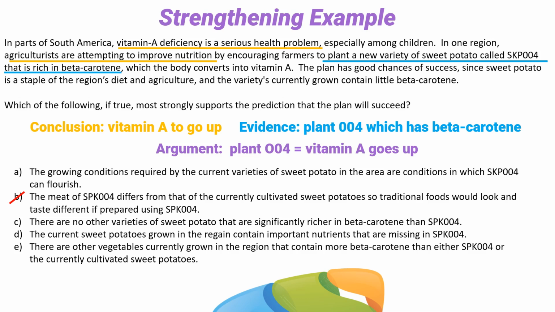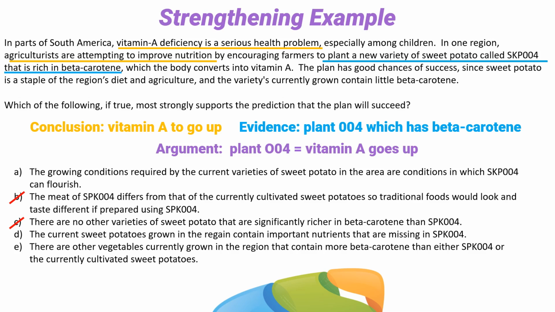Now, C is sneaky and a pretty common trap. Our argument is concerned only with 004 increasing vitamin A in the region. The argument is very narrow and very specific. Do we care about other varieties of sweet potato? We do not. C is out of scope.